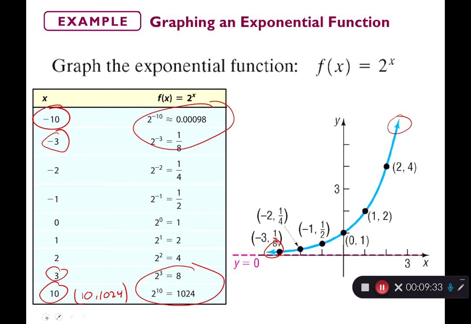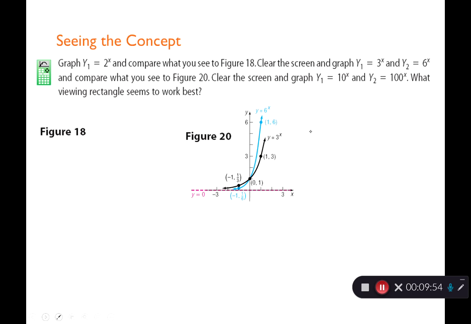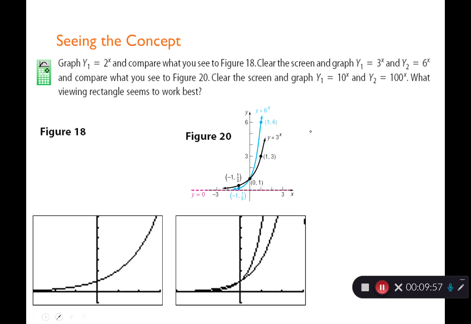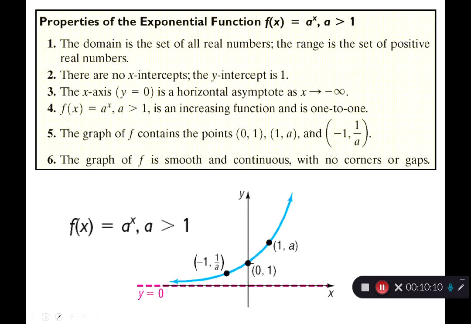All right, so let's take a look at what happens if we increase our base. So here I have a graph of 3 to the x and 6 to the x. And what happens as we increase our base? You can see that the graph gets steeper. All right, here we have 3 to the x and 6 to the x. And what you can see from each of these graphs is that it indeed gets steeper. So we'll move on.